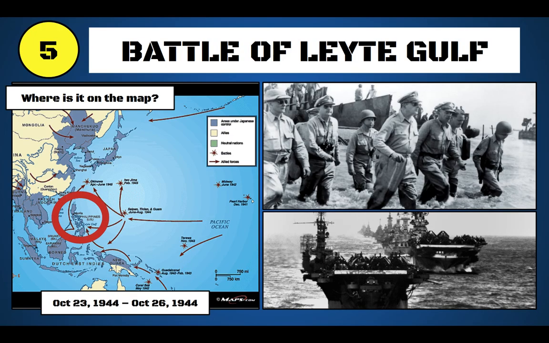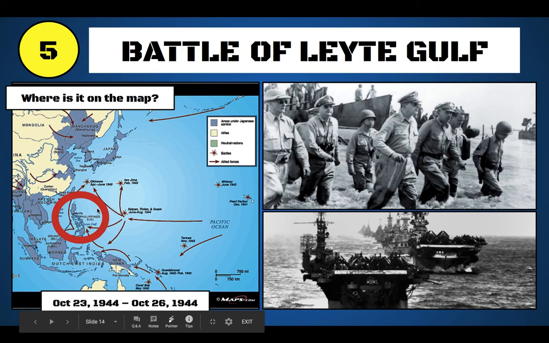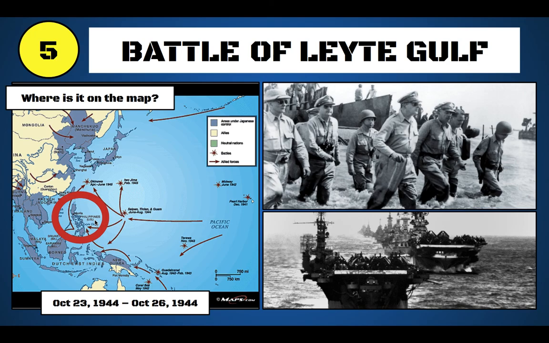After we win Guadalcanal, you can see we're going to stop and get some little islands there. But the next big battle that is going to happen is the Battle of Leyte Gulf. MacArthur, our general of the Pacific Theater, is going to reclaim the Philippine Islands in the name of the Allies. And so we get the Philippines back from the Japanese in the Battle of Leyte Gulf. This is MacArthur over here. That is event number 5.